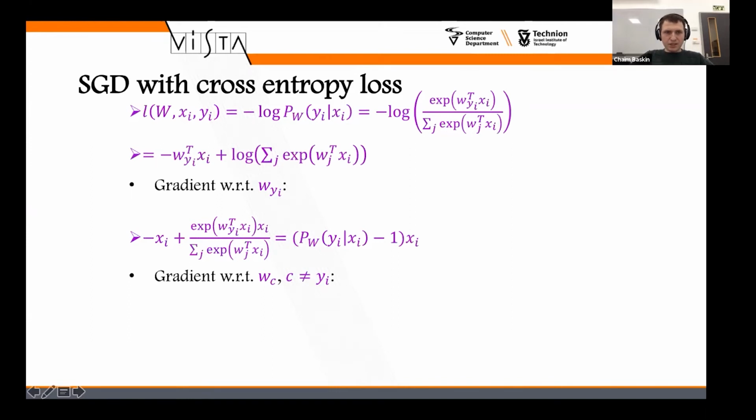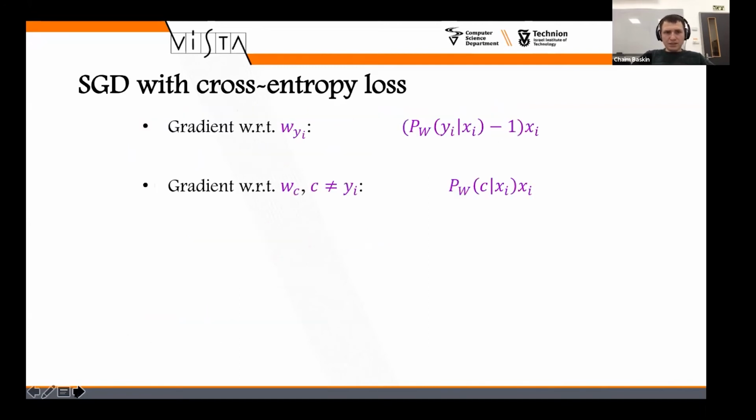So this is how we calculate our gradient with respect to the output and with respect to the class parameters. The gradient with respect to y is the conditional distribution minus one on xi, and for your classes that are not equal to yi, it is the conditional distribution of the class depending on xi, and the update rule will be the same.